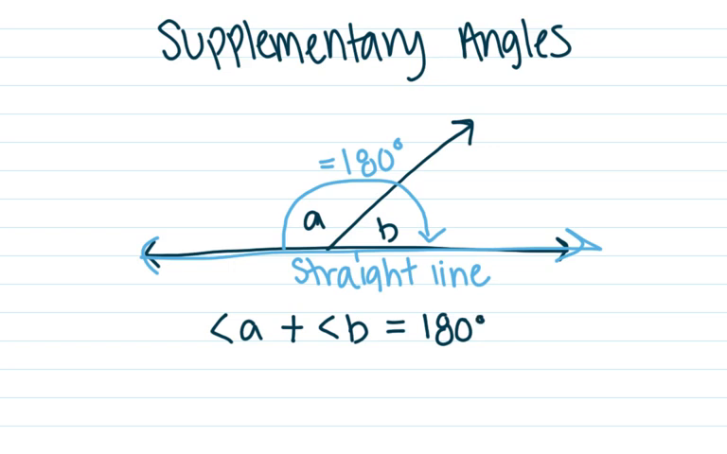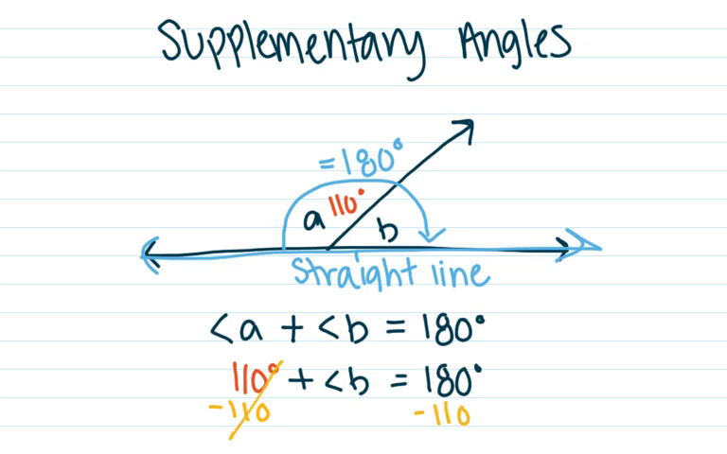This is really helpful to know because say I knew that angle A was 110, and I know together those two angles are supposed to equal 180, I could solve for that missing angle. I would just solve it like one of our equations. I would take that 110 and subtract it from both sides. And when I do that, these go away and I'm left with angle B equals 70. So I could solve for that missing angle if I know one of them and I know that these are supplementary. And the biggest giveaway is that those angles are located on a straight line.